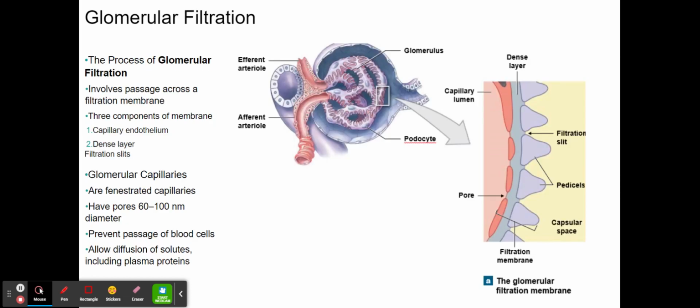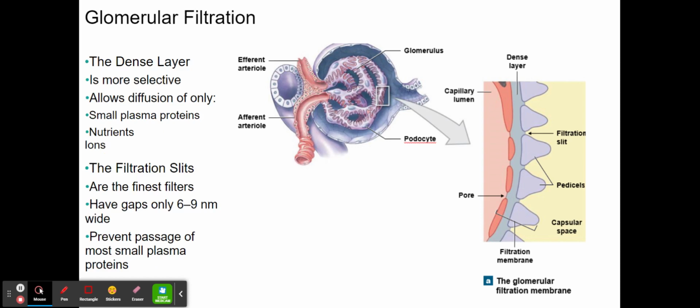Filtration takes place in the renal corpuscle as fluids move across the wall of the glomerulus and into the capsular space. The process of glomerular filtration involves a passage across the filtration membrane. Recall that this membrane has 3 components: 1, the capillary endothelium; 2, the dense layer; and 3, the filtration slits. Glomerular capillaries are fenestrated capillaries with pores ranging from 60 to 100 nanometers in diameter. These openings are small enough to prevent the passage of blood cells, but they are too large to restrict the diffusion of solutes, even those the size of plasma proteins.